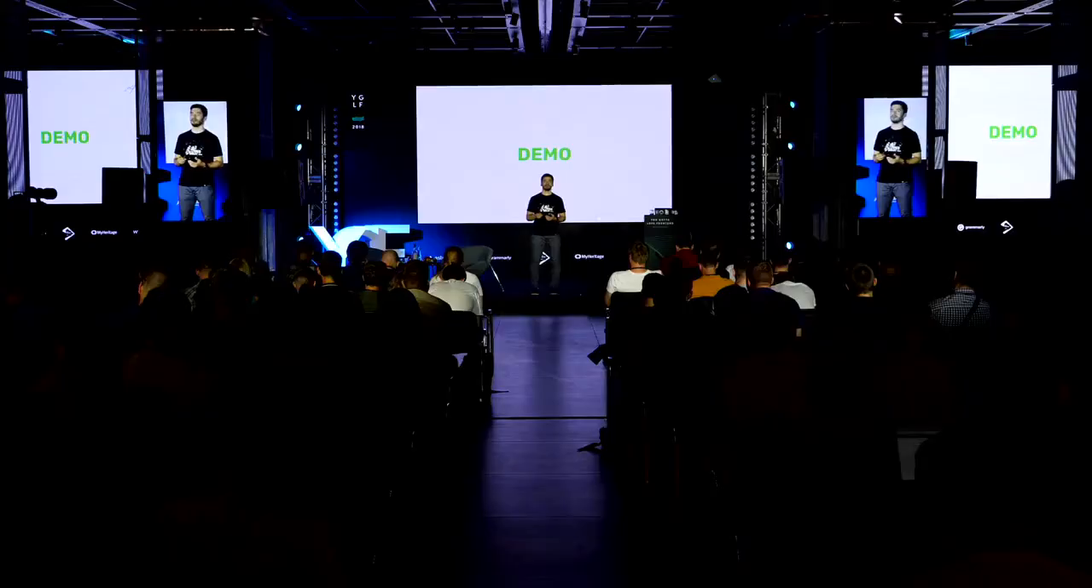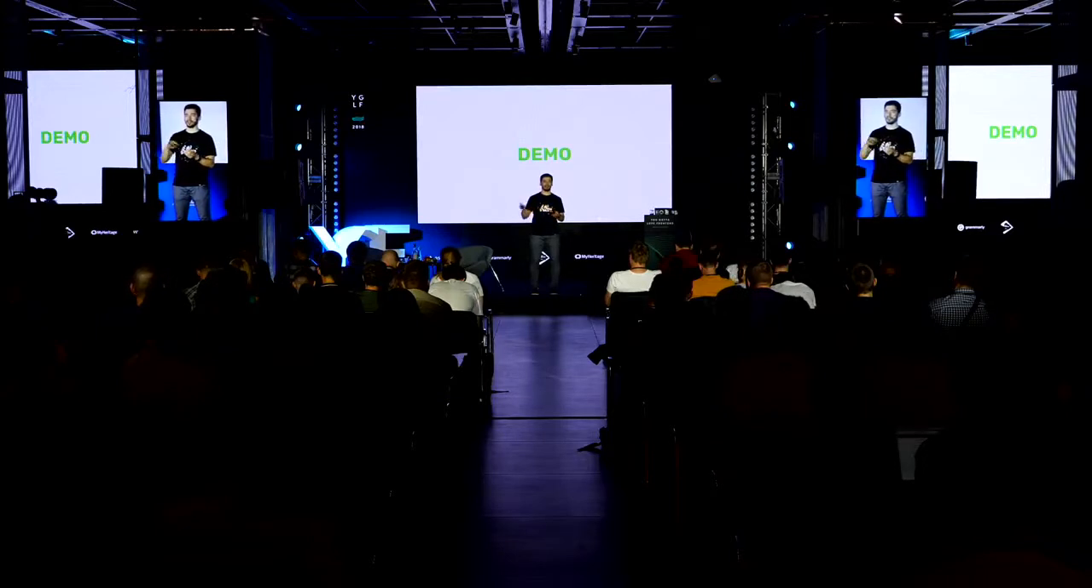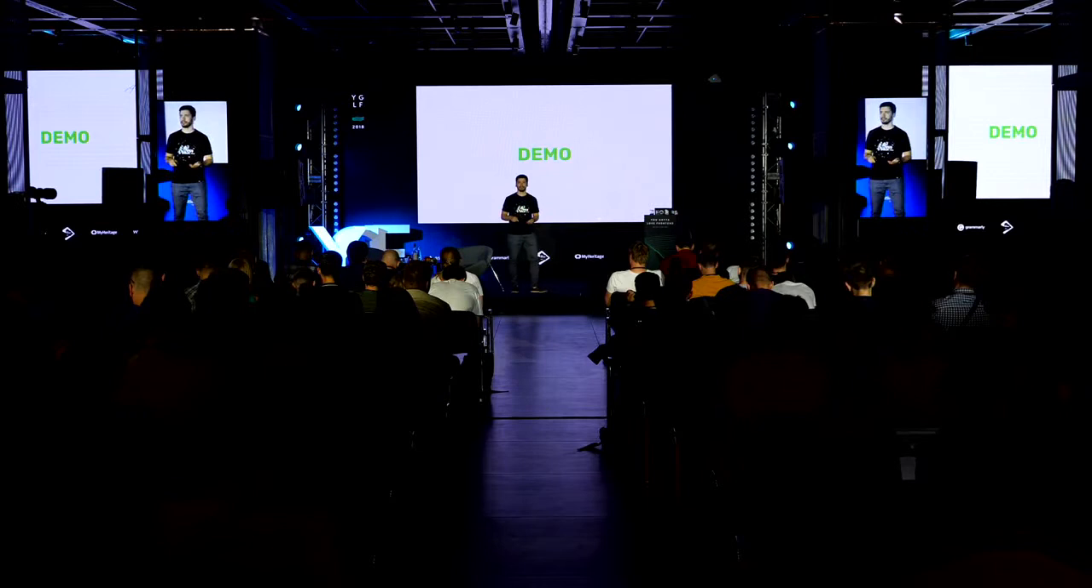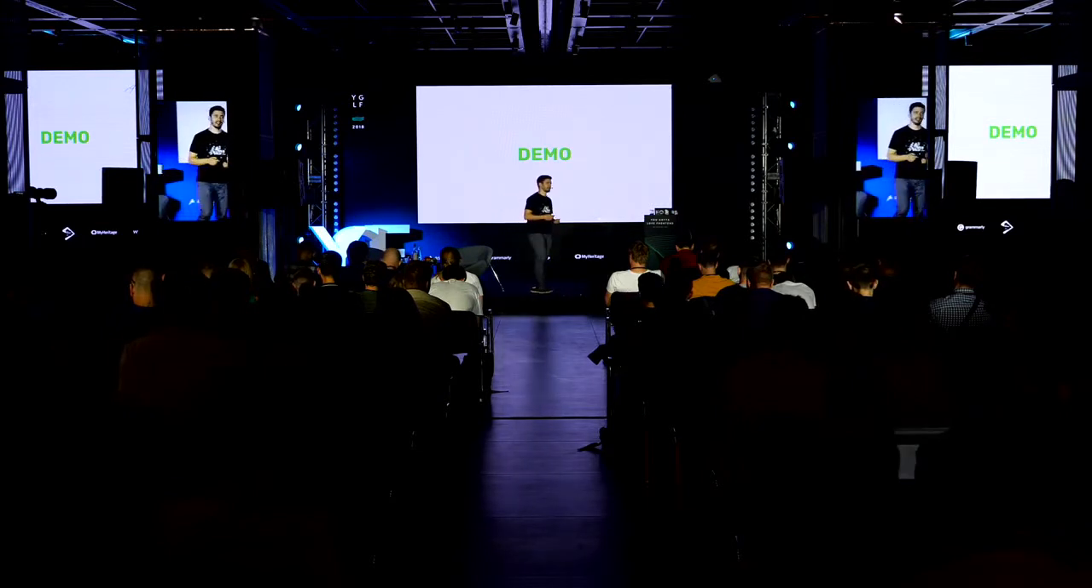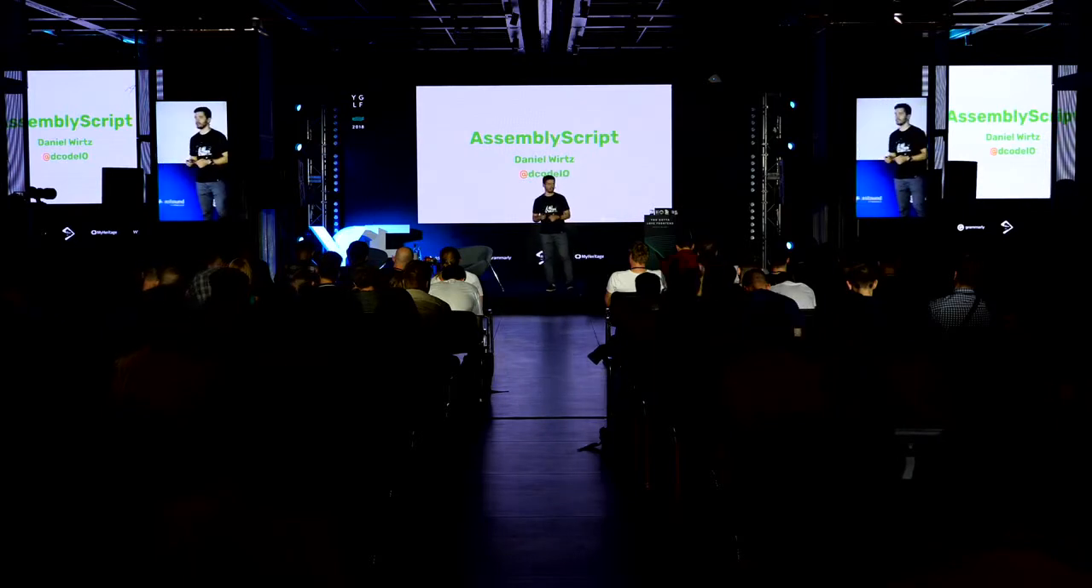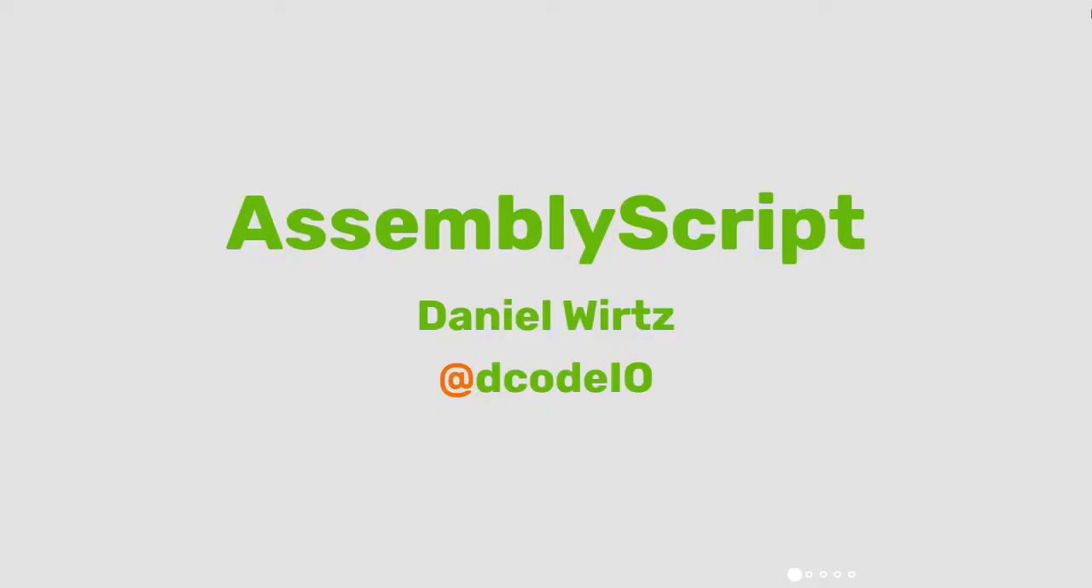So let's do a live demo. I could show you how to take a piece of C++ code and compile it, but there are a lot of tutorials for that on the web, so I think I'll show you something a bit more interesting. There's a library called AssemblyScript, and it's made by Daniel Wirtz. I hope I pronounced his name right. You can find him on Twitter under dcode.io.